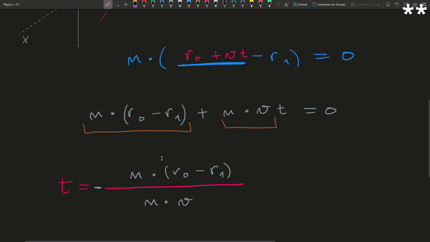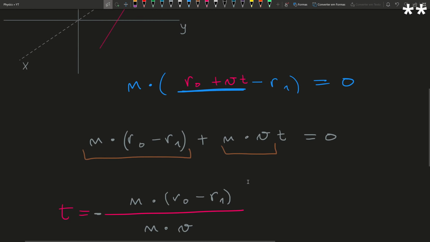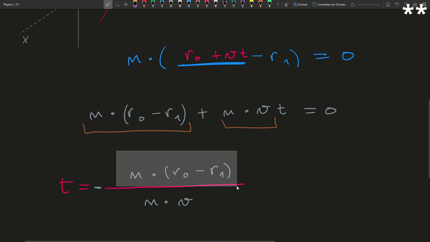Now that we have a formula for t, let's understand the meaning of this calculation. Note that in mathematics, every single time we want to understand the meaning of a formula, we first try to understand the meaning of each part of it. So, let's start by understanding what r0 minus r1 means. Going back to the picture, we see that it is the vector that starts at r1 and ends at r0. Okay, this is the first part.